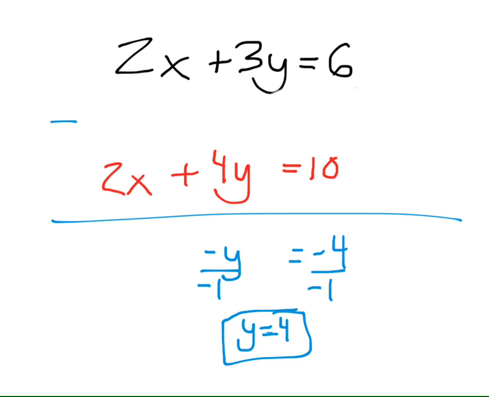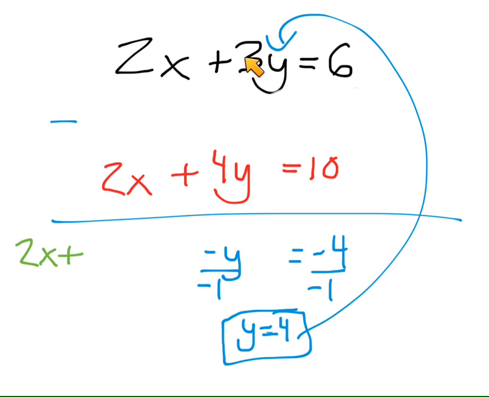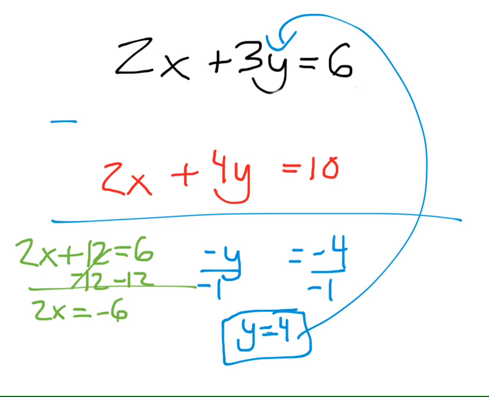So then I can take that y equals 4, and I can either plug it back in here, here, or even in that old equation that I modified. But let's just say I plug it in up there. That's going to give me 2x plus 3 times 4, which will be 12. And then I'll solve this equation for x. I'll move this positive 12 to the other side by subtracting it. That gives me 2x equals negative 6. And then I'll undo that multiplication by 2, divide both sides by 2, and x is negative 3.